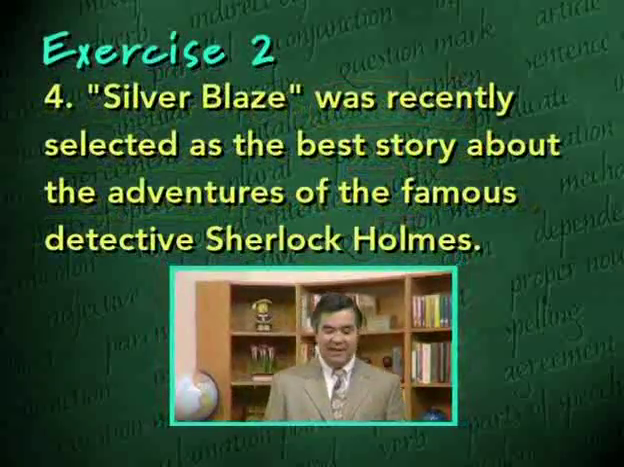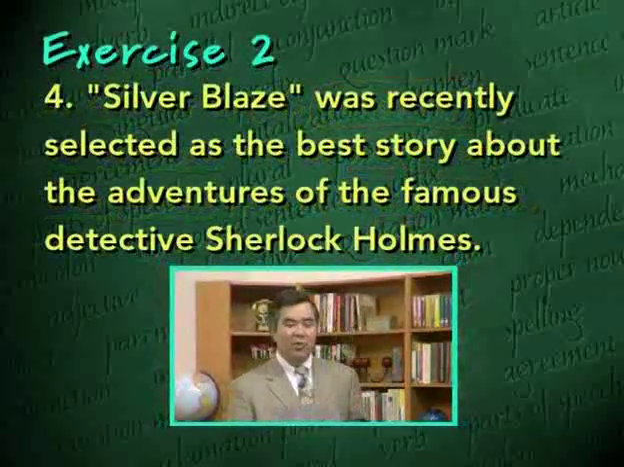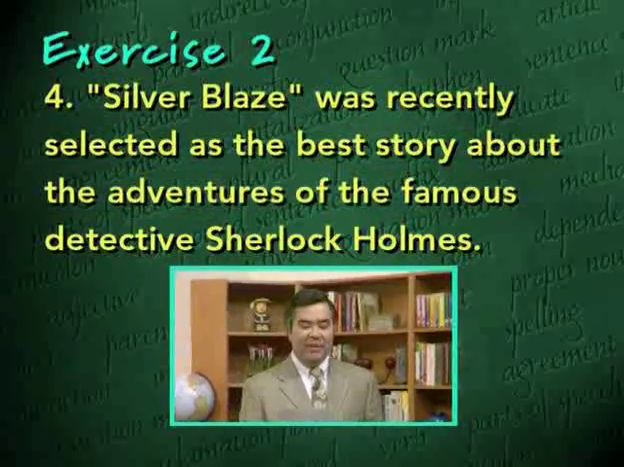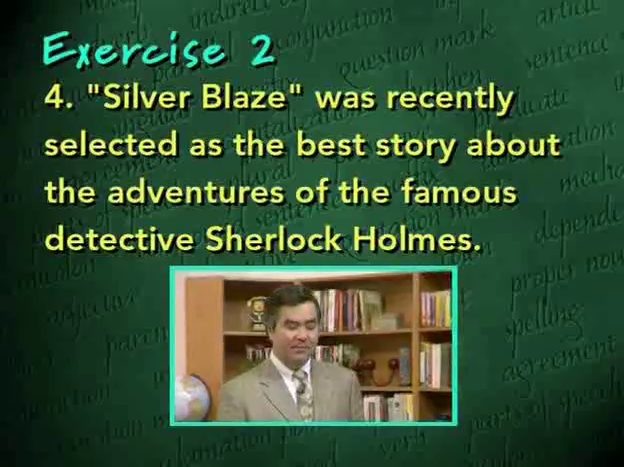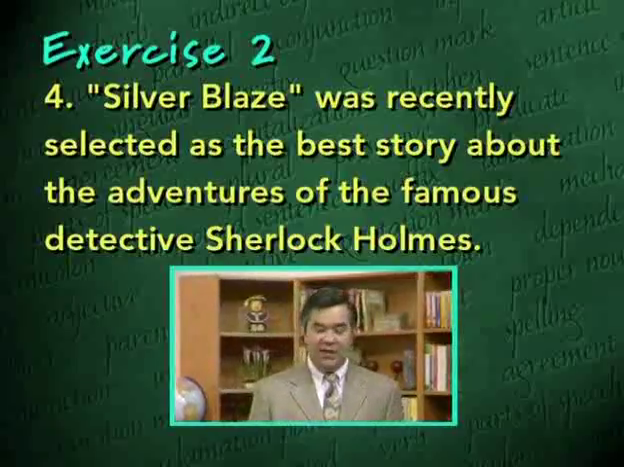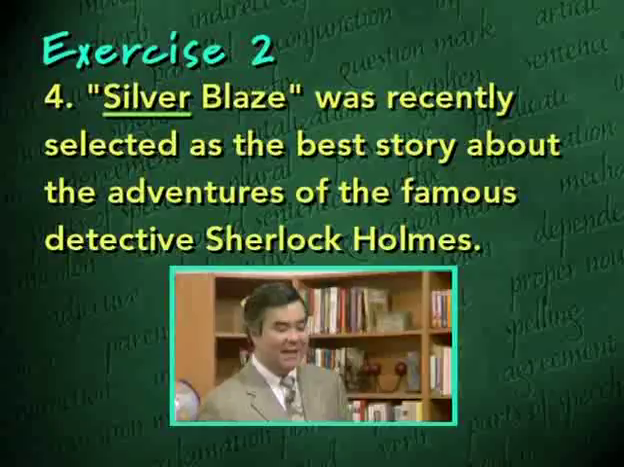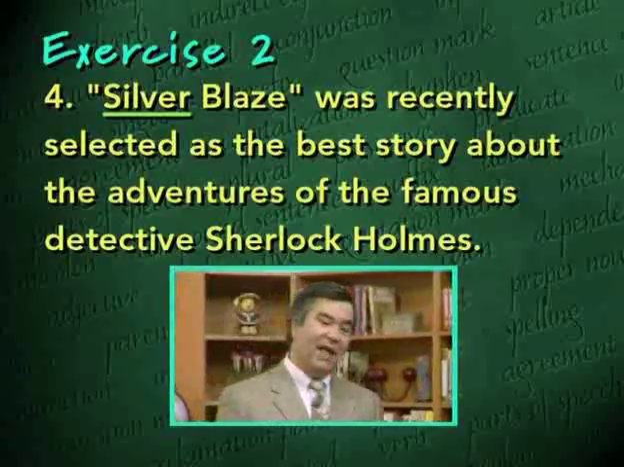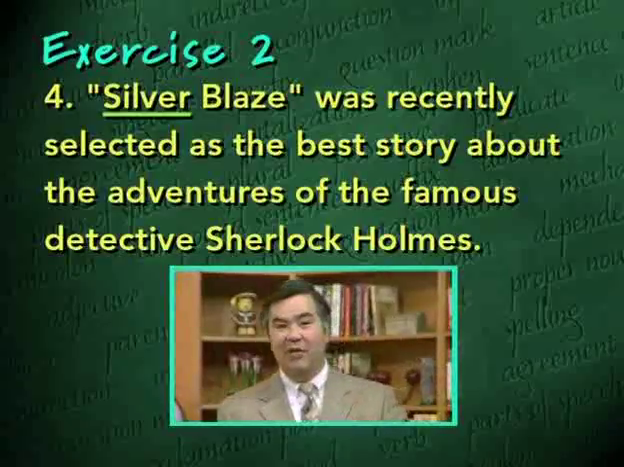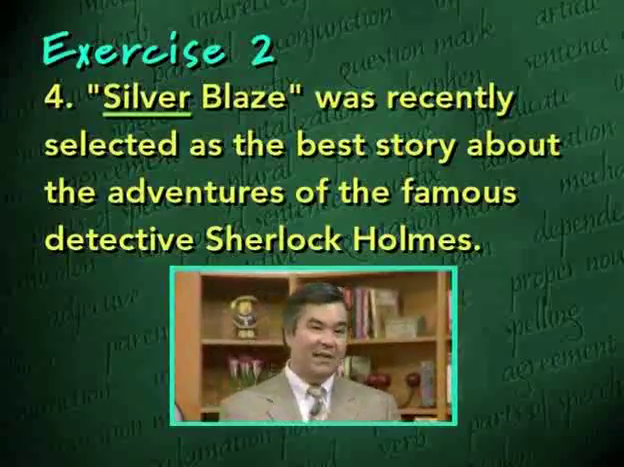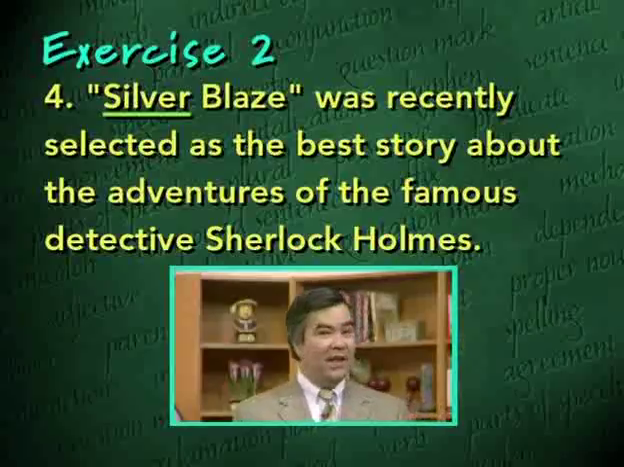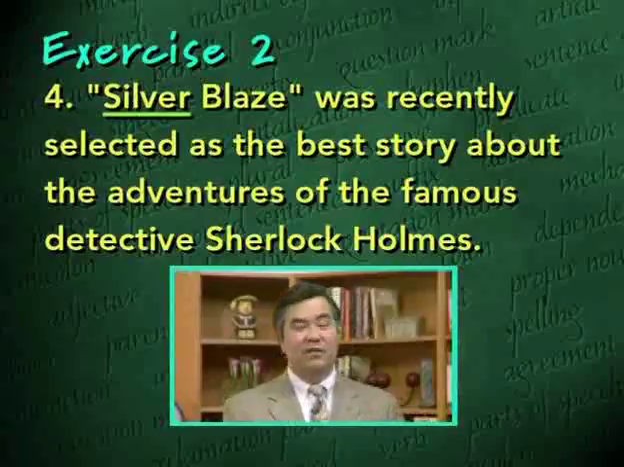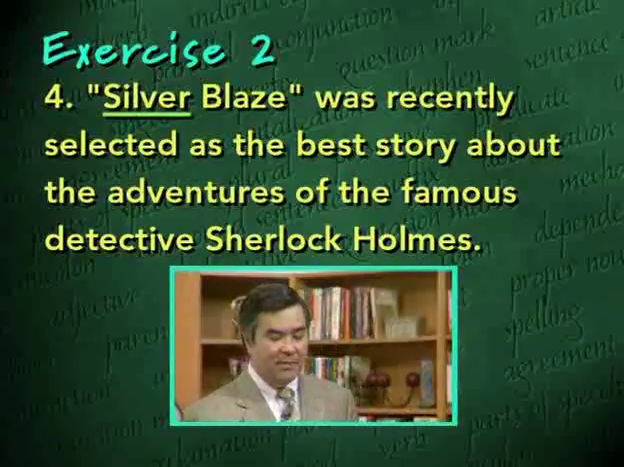Let's look at our next sentence. Silver Blaze was recently selected as the best story about the adventures of the famous detective Sherlock Holmes. We've got a number of adjectives here. The first one is the first word in the sentence, silver. We can see from the way it's being used here that silver is an adjective giving information about the noun blaze. What kind of blaze? A silver blaze. Silver is a word describing a color, and color words very often are used as adjectives.